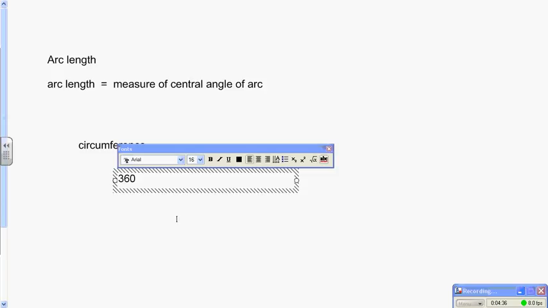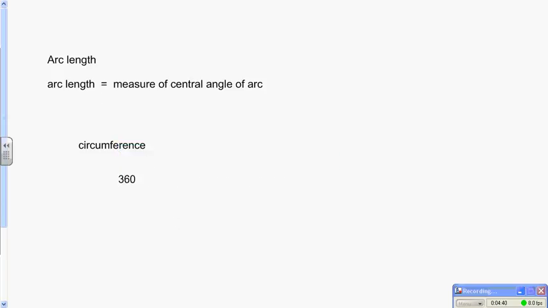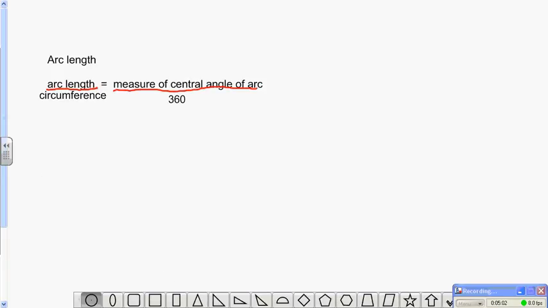All right, so let's use this properly here. So we have a proportion. Arc length divided by circumference is equal to the measure of the central angle of an arc divided by 360. Okay, again, what do those words mean?